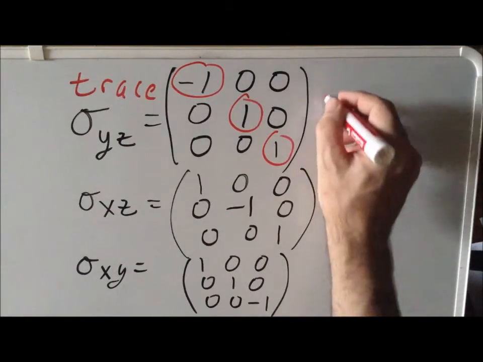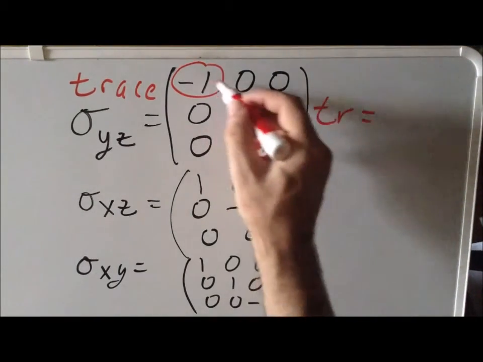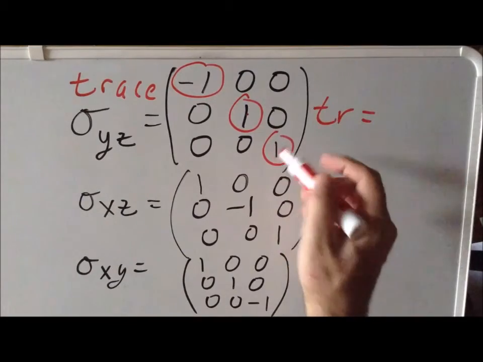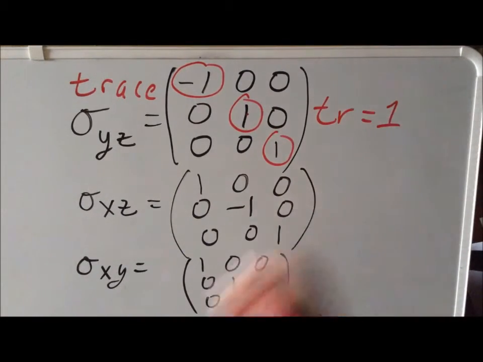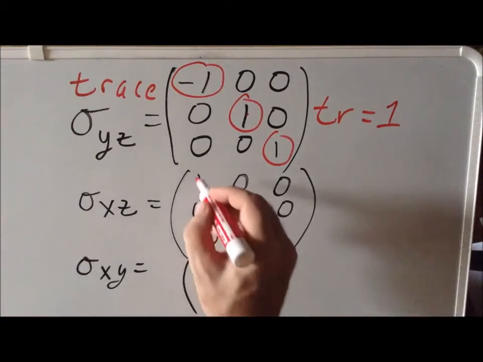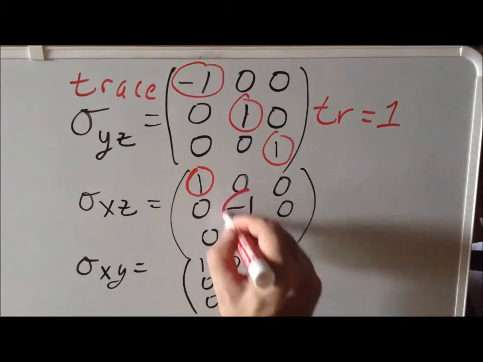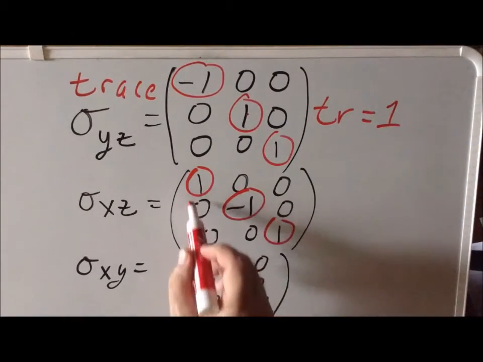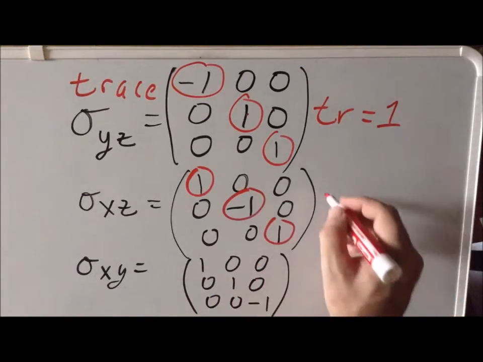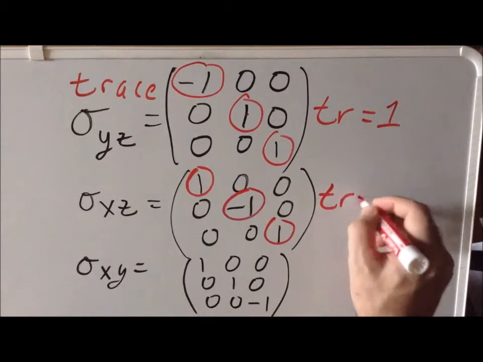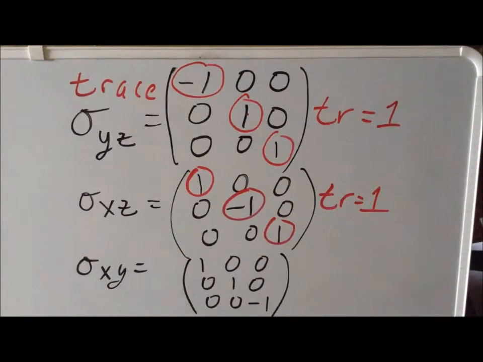So I notice that the trace for sigma yz is a 1. For sigma xz, I add the entries along the diagonal, 1 plus -1 plus 1. Here I notice again the trace is equal to 1. So the trace of this matrix is going to be a 1. And last but not least, for sigma xy, I add 1 and 1 and -1. This gives me that the trace again is equal to 1.